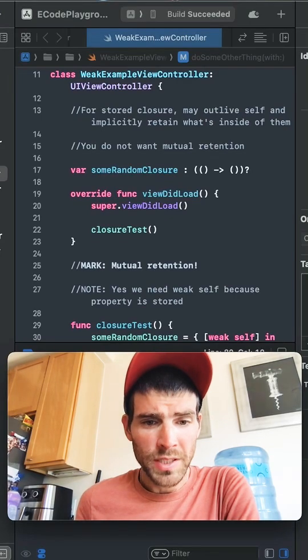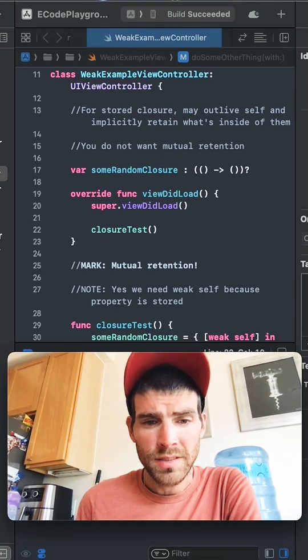So sometimes you'll see weak self in a closure in Swift to avoid a retain cycle, but you don't always need it. So let's take a look at some examples of when you should and shouldn't use weak self.